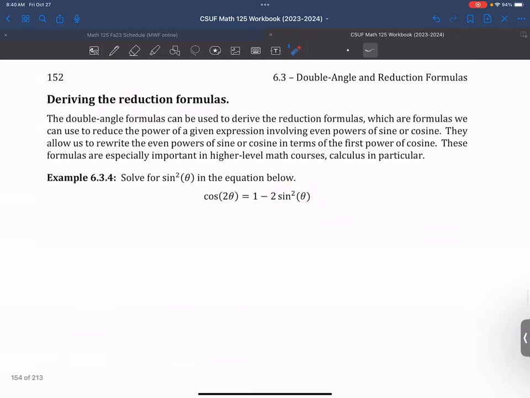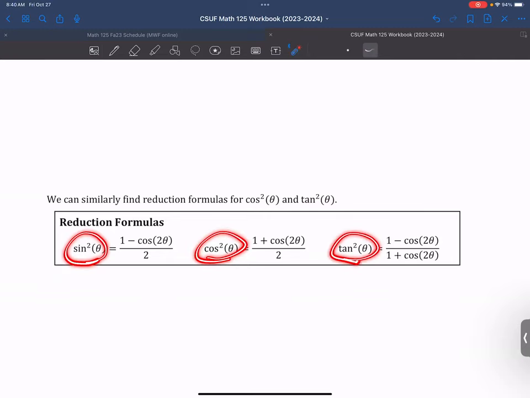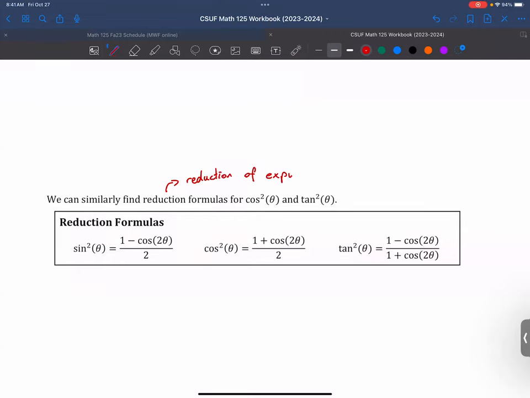What the reduction formulas are is we want to be able to go from squares, so sine squared, cosine squared, and tangent squared by themselves, to a cosine not squared expression. Now, in the process, we go from a sine squared theta to an expression involving a 2 theta, but we've essentially gotten rid of the extra exponents that we started with, right? So reduction refers to the reduction of exponents. We have formulas for sine squared, cosine squared, and tangent squared so that we no longer have those exponents, or we reduce the exponents from 2 to 1.